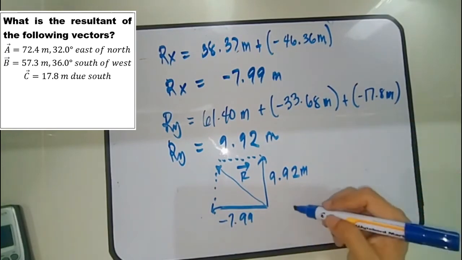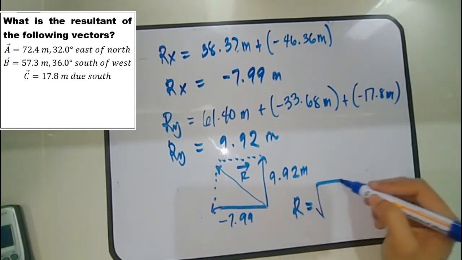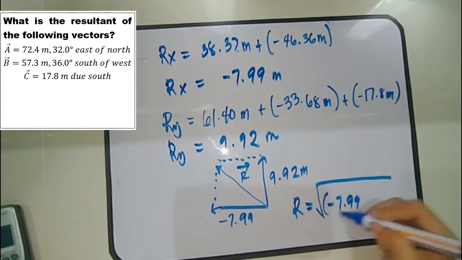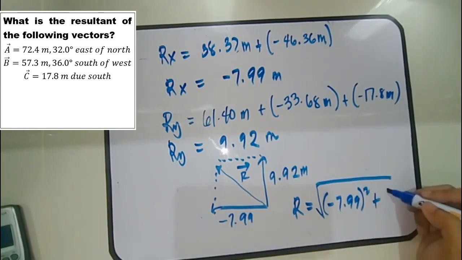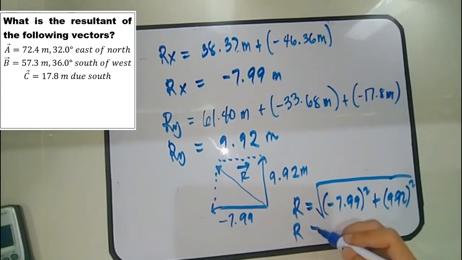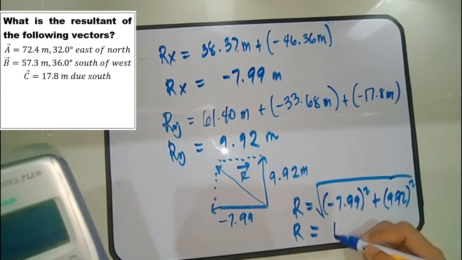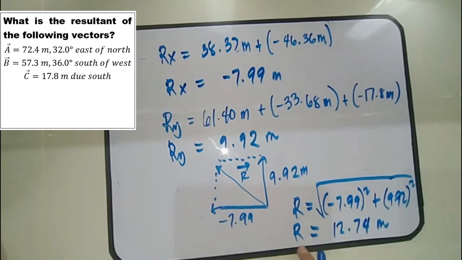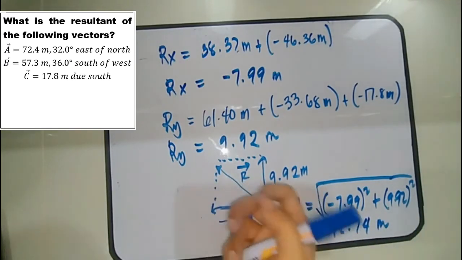So r is just equal to the square root of r sub x, that is negative 7.99 squared plus 9.92 squared. So r natin is 12.704 meters. So this is our magnitude of the resultant. So scalar pa lang yan guys. So what is the direction niya?